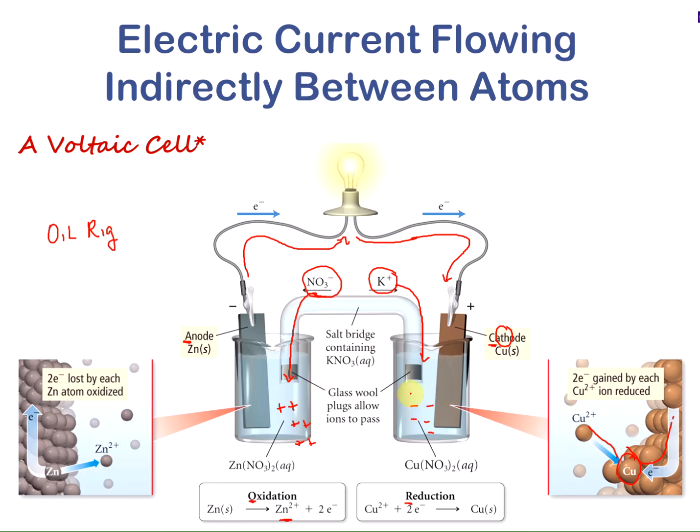Now, a common mistake that people make is they say that the electrons flow through the salt bridge. That's not the case. Remember, the electrons are flowing here through the wire. It's the ions that move from the salt bridge into the solution. The nitrates, the negative ions, the anions, go to the anode, and the positive ions, the cations, move to the cathode.